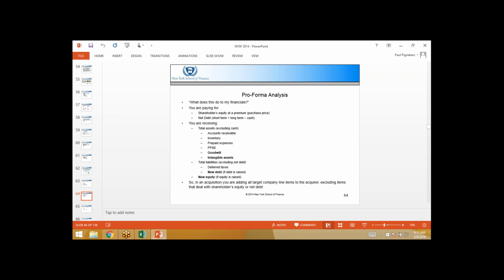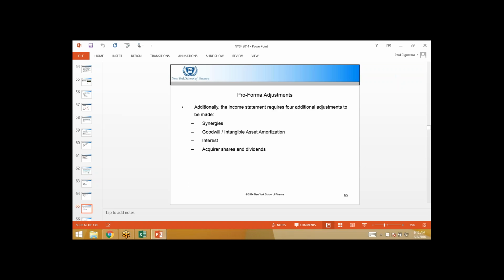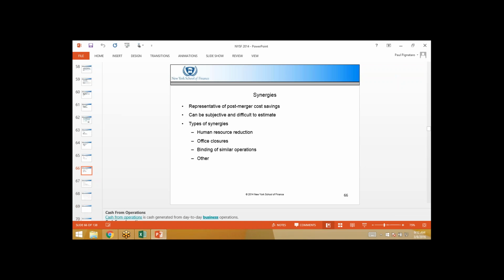Taxes, all the way down to net income. And then shares, acquirer only. Target shares gone, we've paid off target shareholders. So you've added together everything except for items related to target debt and target equity, meaning no target interest, no target shares. And then you make on top of that four categories of transaction adjustments.